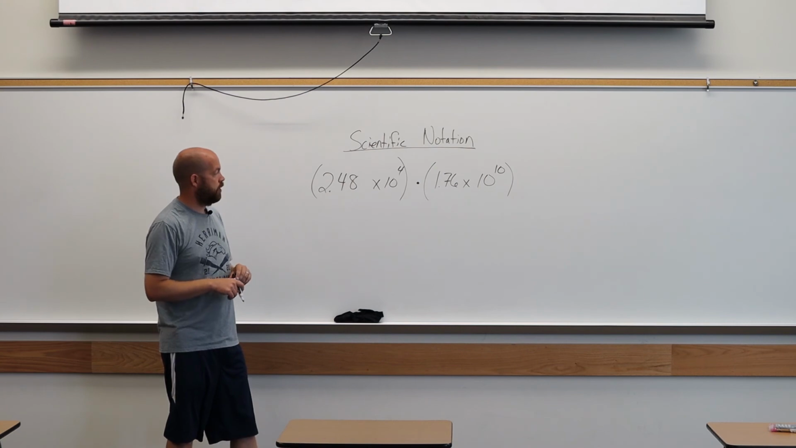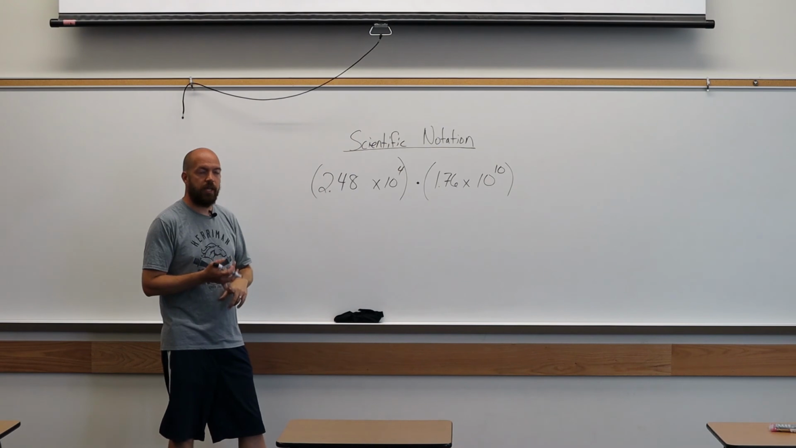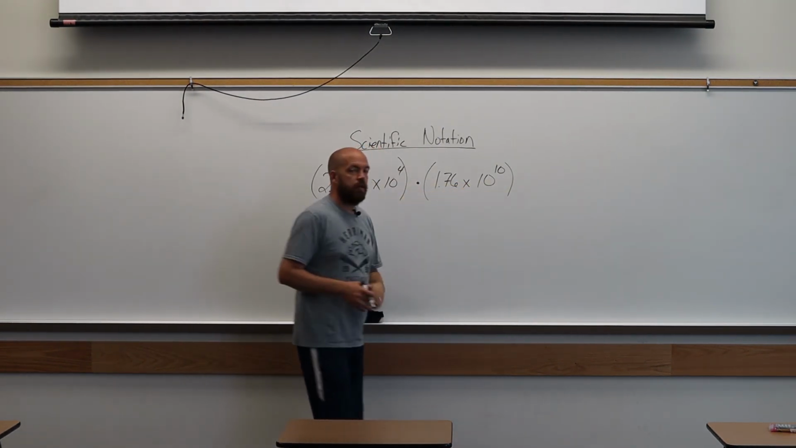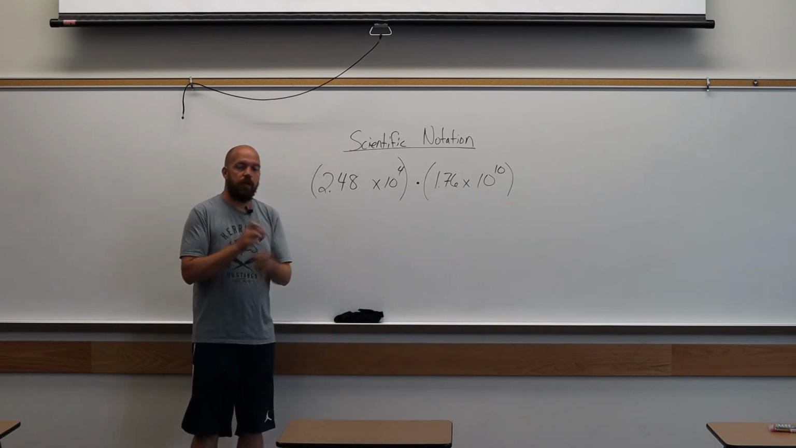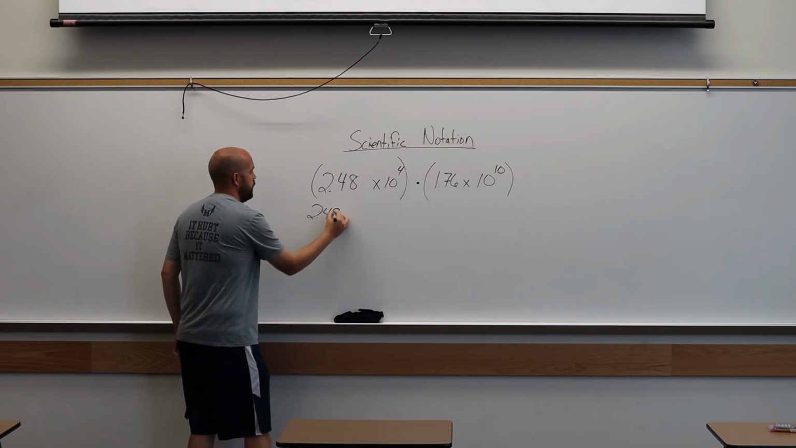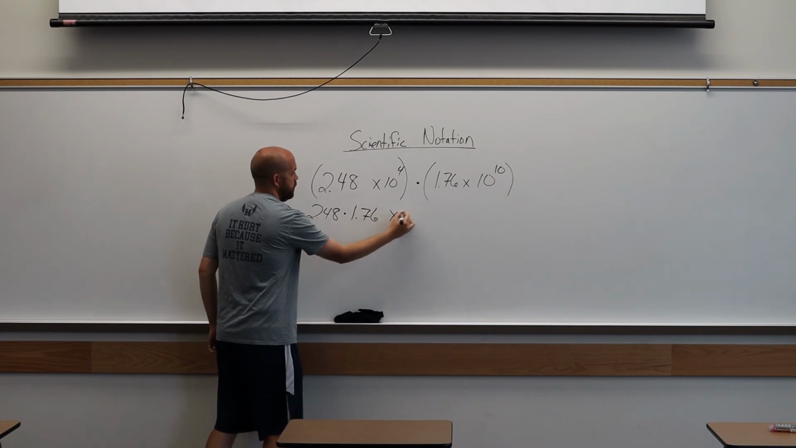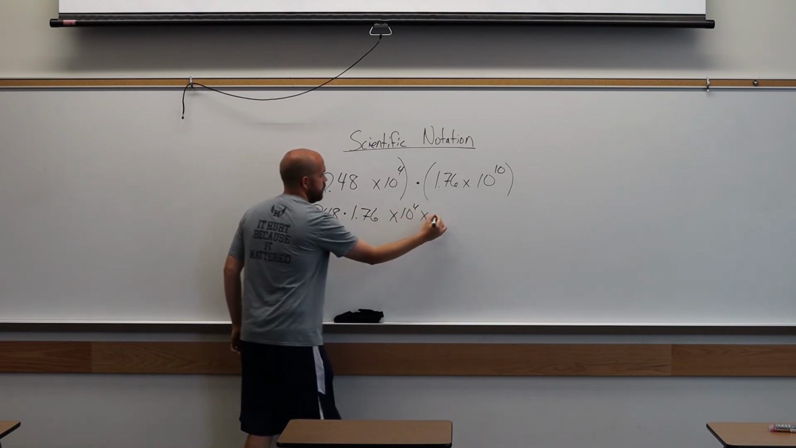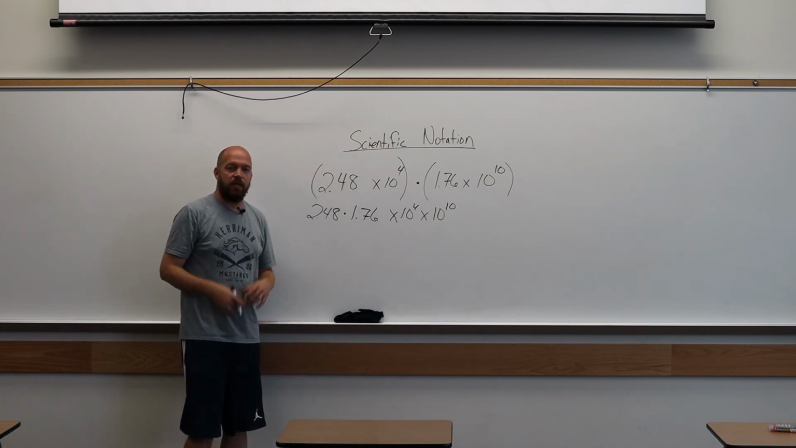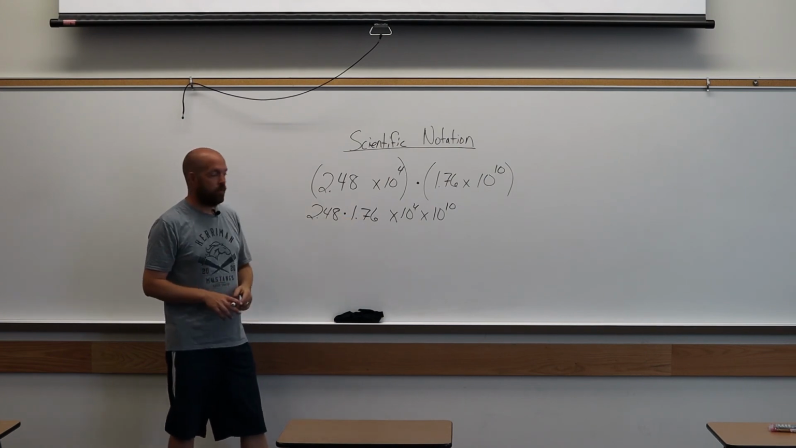What we want to do is, I look outside the parentheses, there's nothing there. I want to rearrange it. Since everything's multiplication, this times this times this times this, I am able to move things around and put the numbers that I want by each other. So I'm going to say 2.48 times 1.76 times 10 to the 4th times 10 to the 10th. And the reason why I'm doing that is now it's a little easier to group things together and figure out what is 2.48 times 1.76.